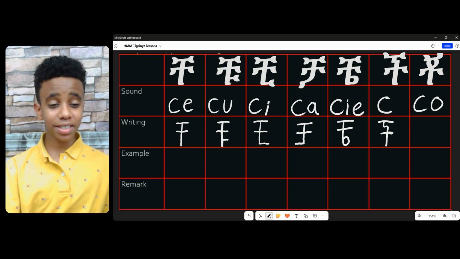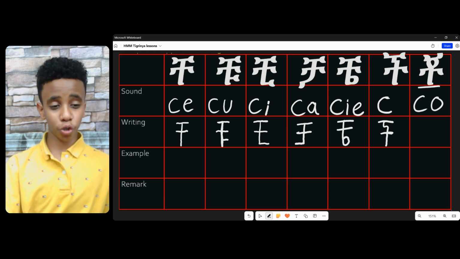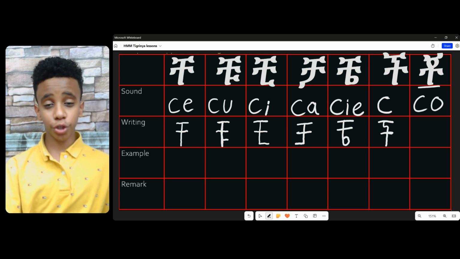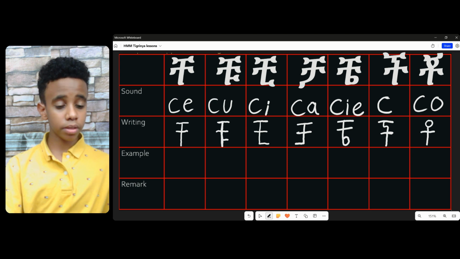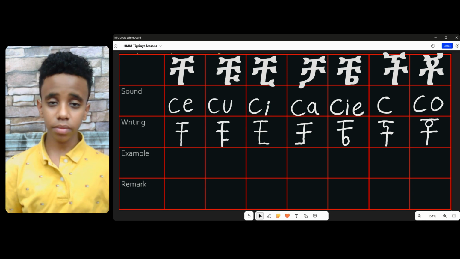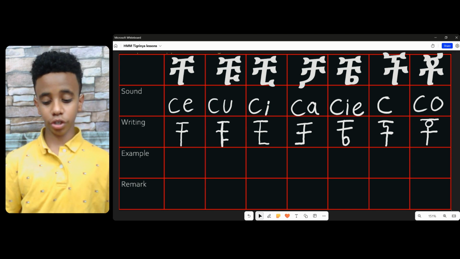Our last letter is the letter cho. Cho. Okay? And what you will do to write letter cho in Tigrinya is you will first start with a circle. Okay? Then after that circle, you'll make a line, and then you will make to. Okay? So a lot of references to our previous letter. And then you will add a line over that circle, like this. This is how you write the letter sho.